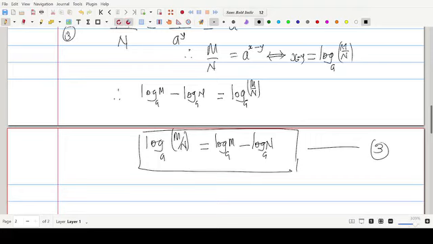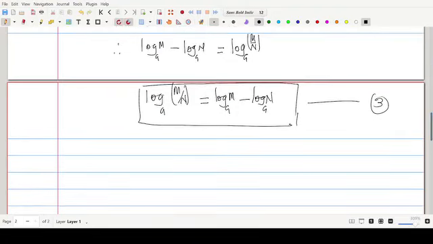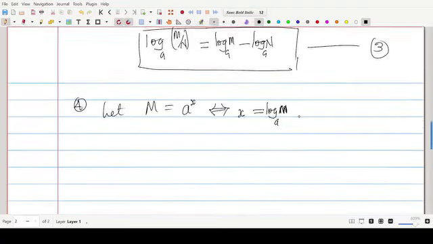Now the next one I want to look at is a very useful law that has wide application, even in calculus. Right. So let's look at that. That is number 4 now. Let's suppose m equals a to the power of x. Now that means that the equivalent form of this is x equal to log to base a of m. All right. Okay. So we have this.